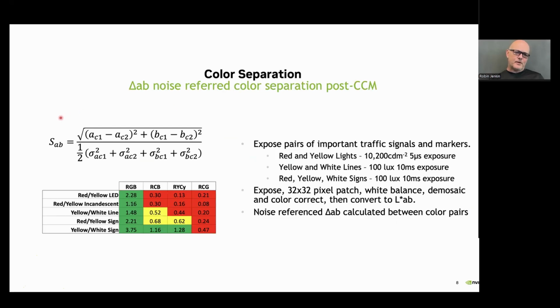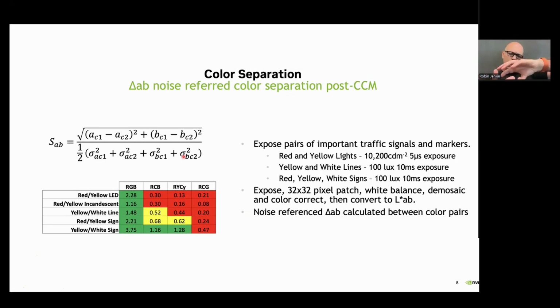So we calculate delta AB, which is really a Euclidean distance. But then we look at the noise in each of the A and B channel and divide by the noise that we find there. So this is a noise referred color separation. And the reason we do that is it's pretty much possible to correct or to twist any group of colors so that you get good separation.